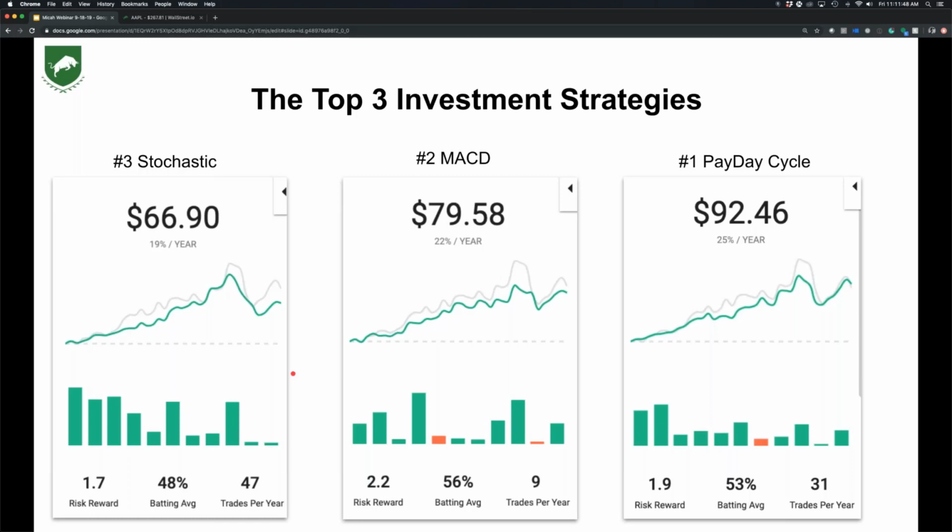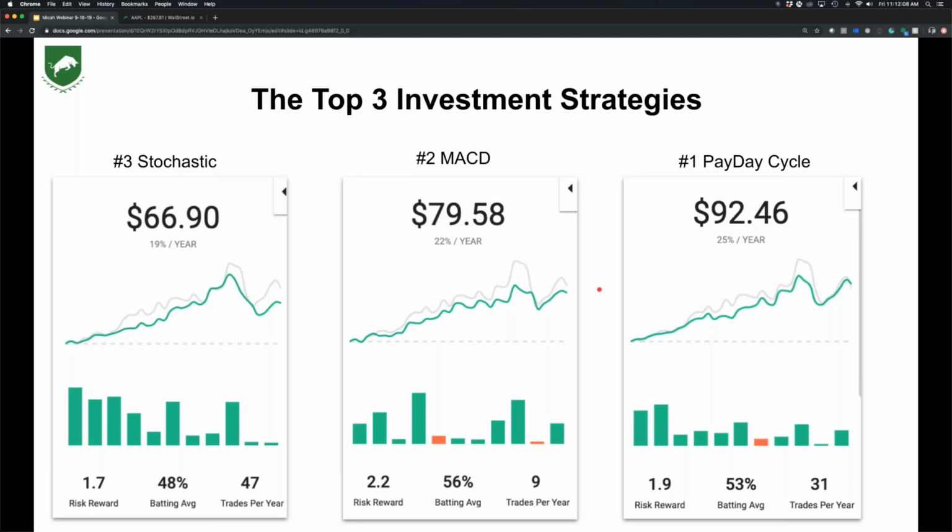Okay, compare that to MACD, which actually has more profitability, right? Better batting average, better risk reward. But look, you're only going to get about 9 trades out of the year. Compare that to a stochastic with 47 trades a year, right? So these MACD trades are going to last a lot longer. They're going to be almost a month long for each of them.